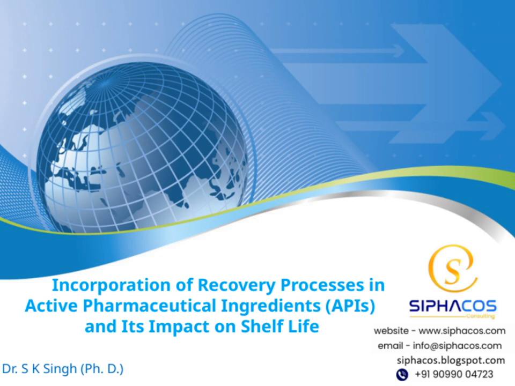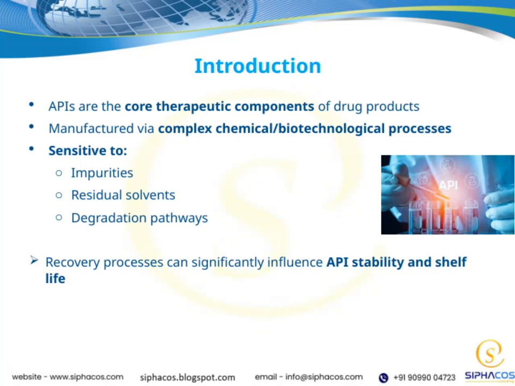Let's get started. Let's start by talking about APIs, which are the core therapeutic components of drug products. These APIs are typically produced through complex chemical or biotechnological processes, making their manufacture quite intricate. Because of this complexity, APIs are highly sensitive to certain factors. For example, impurities and residual solvents can impact their quality, and various degradation pathways can cause them to break down or lose potency over time.